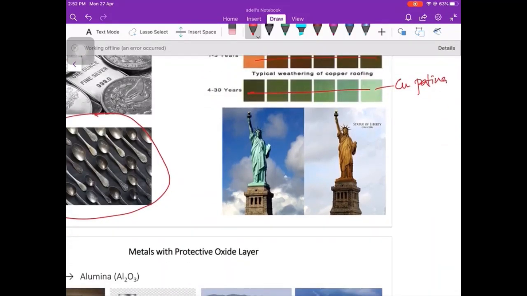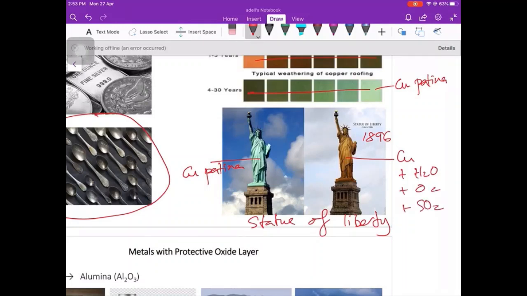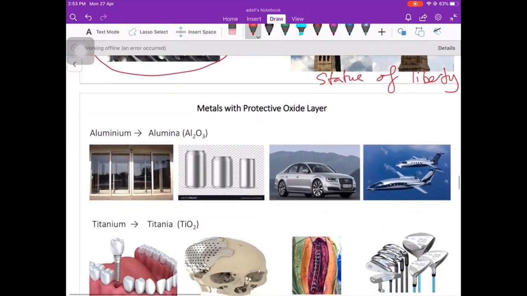A lot of sculptures and objects in Europe or in the US, for example this very popular landmark, the Statue of Liberty, located in New York, in 1895-96 looked like this. Brown is the copper color, and then slowly it changed to green. This is copper patina. When copper reacts with the environment, with oxide and sulfur, it changes to copper sulfate.